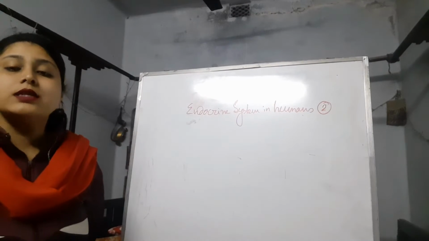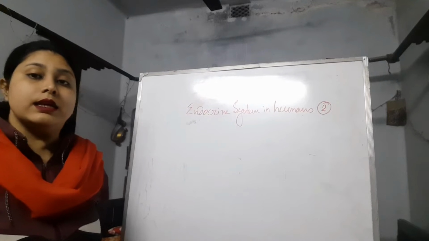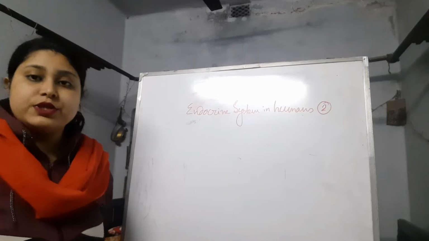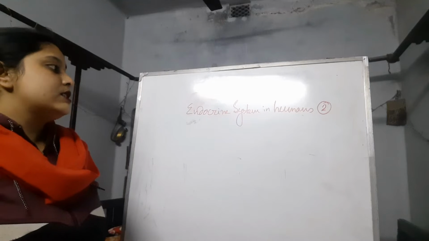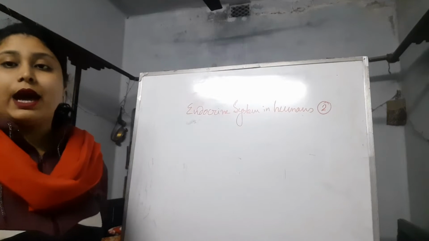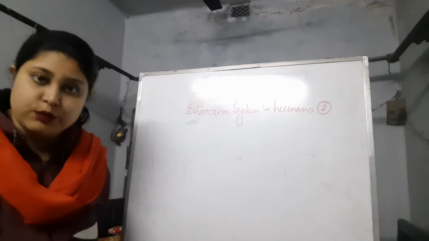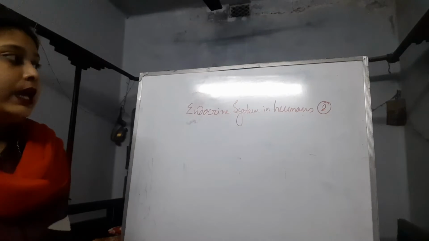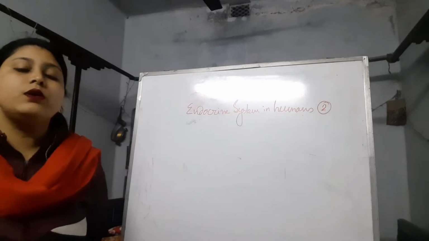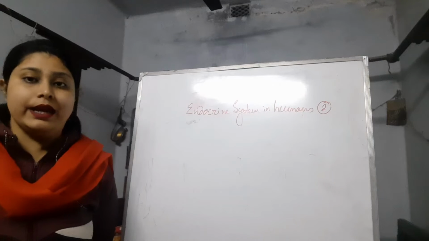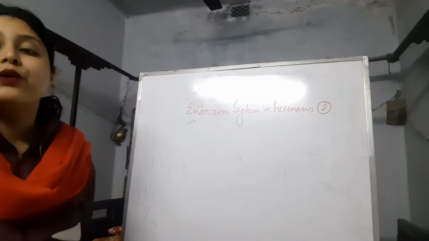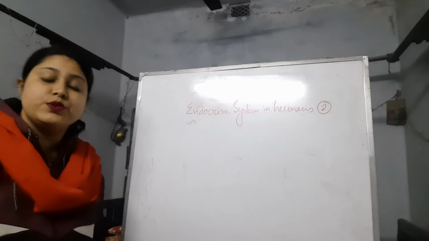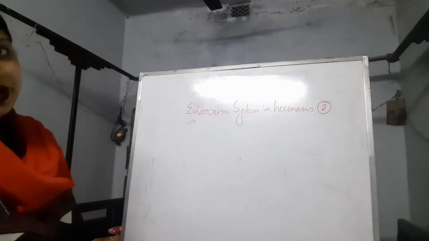This video is for class 8 life science and the chapter that I will continue today. It is the endocrine system in human, and this video is the second part of that chapter. In the previous video, we learned about what is an endocrine gland and what is an exocrine gland. In this video, we are going to learn about the differences between the endocrine and the exocrine gland.